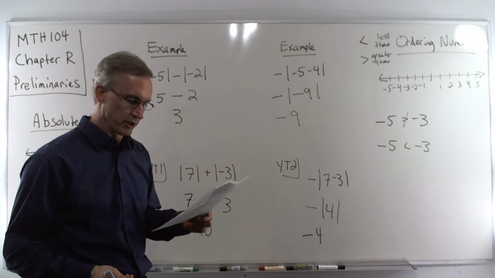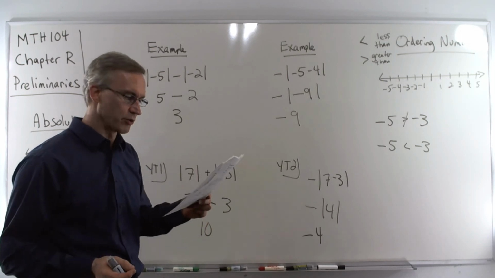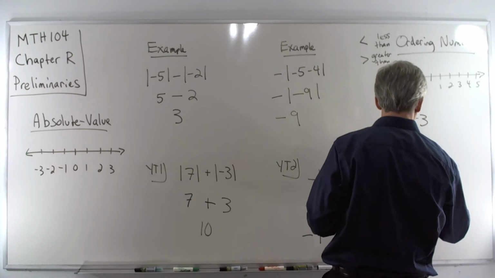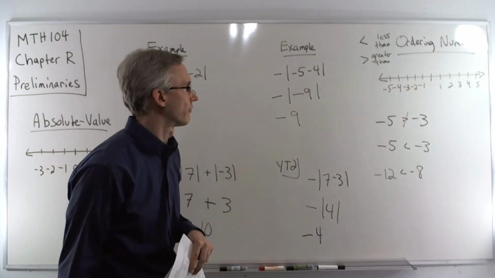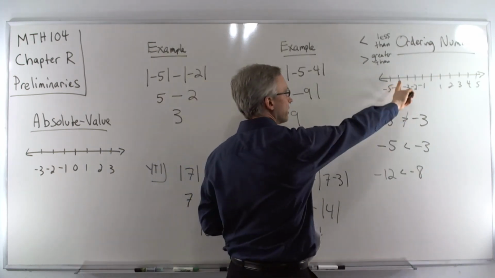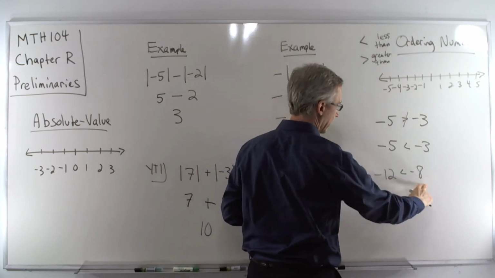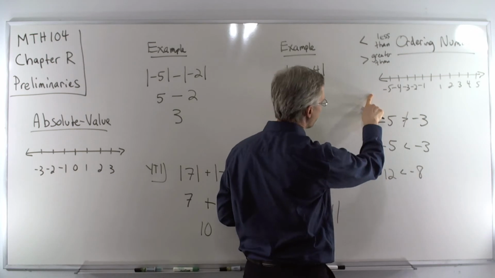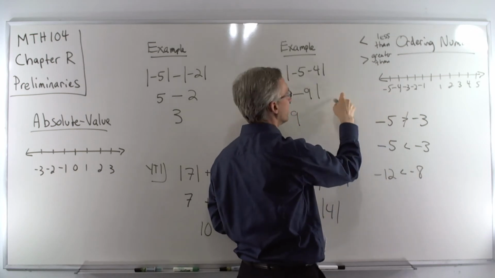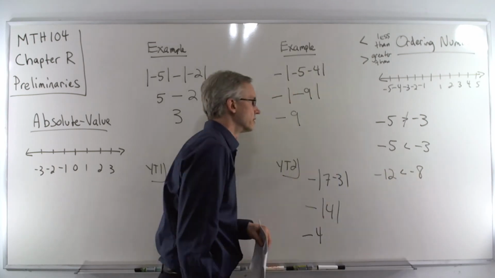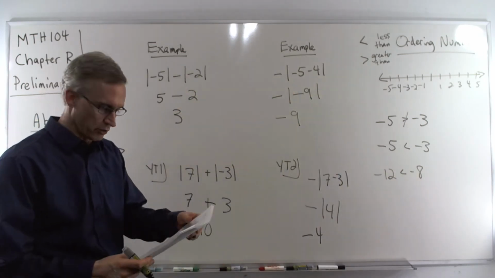Your turn number 3. Determine whether the following statement is true or false. Negative 12 less than negative 8. Now if we continue this number line to the left, we're going to encounter negative 8 and negative 12. Negative 8 will be right around here, negative 12 will be somewhere over here. Negative 12 is to the left, so negative 12 is indeed less than negative 8. So that one is true.